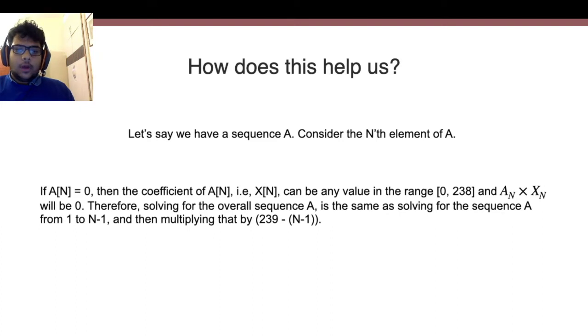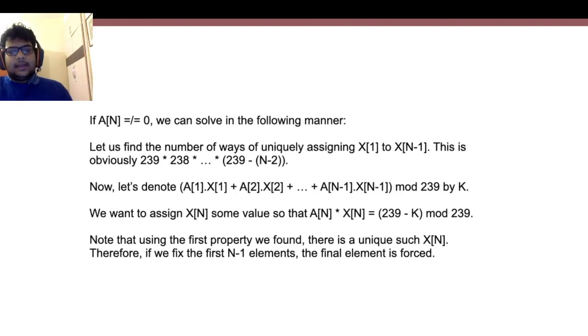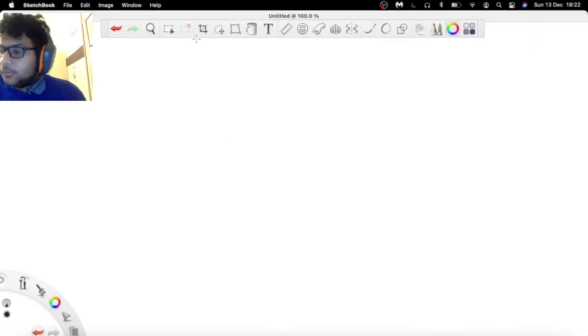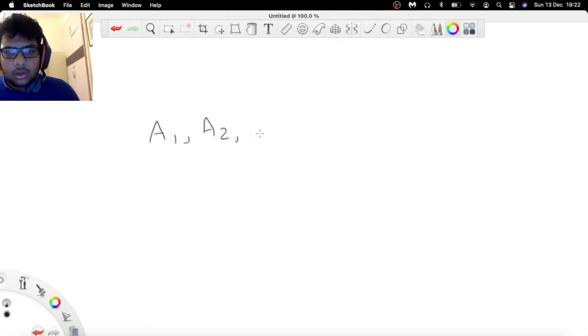Now the second case is when an is not equal to 0. Okay, so for that case we can solve it in the following manner. Let us first find the number of ways of uniquely assigning x1 to xn minus 1. So what we're finding here is we don't care about the sum or anything. We just have a sequence again, a1, a2, dot dot dot an. Now what we're doing is again we're excluding an from the sequence like we did earlier, and I'll show you how we're doing that.